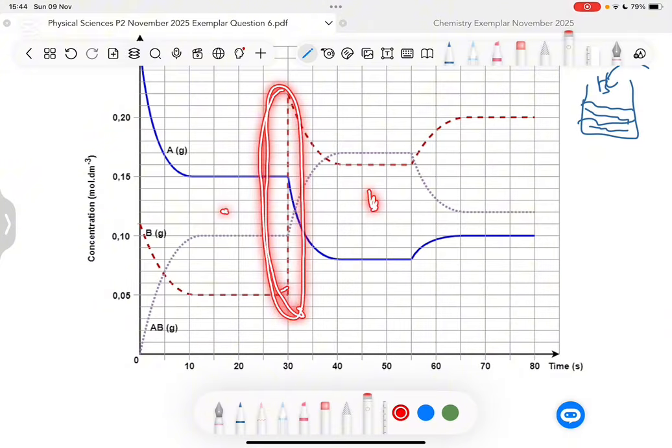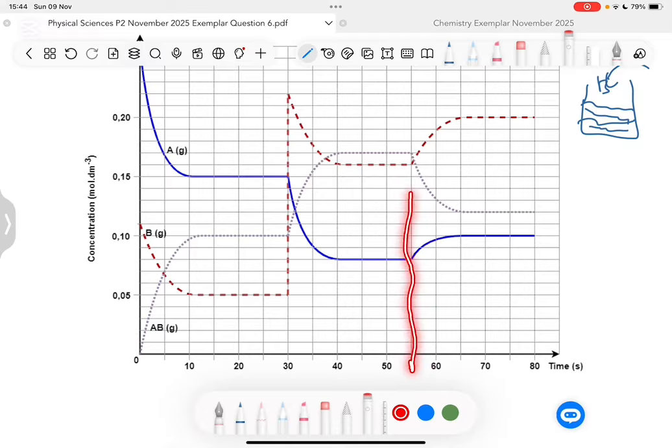Now, when we get to some point here, let's say 55, I think, we can see that we start having changes again here.